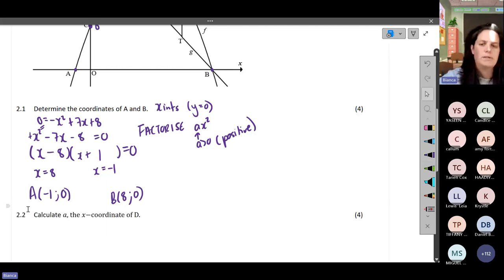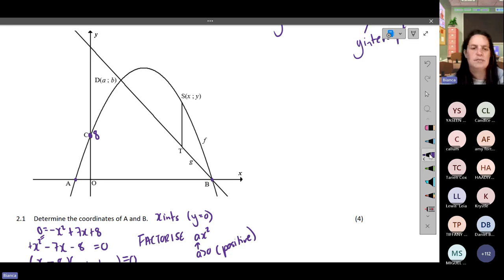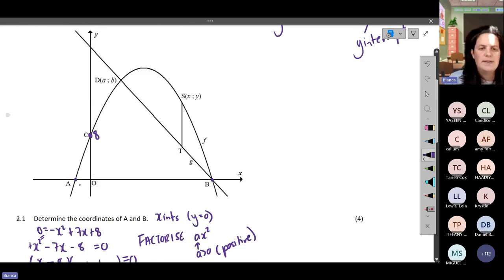All right, then you had to do 2.2, which I didn't really explain to you, but it's fine. You can use some prior knowledge for that one. The question says, calculate the value of A, this one over here, the x-intercept of D. Let me just write these values in. So this A value was negative 1, and that value there was 8. Now they're asking you for this A over here, which is the x-coordinate over there.